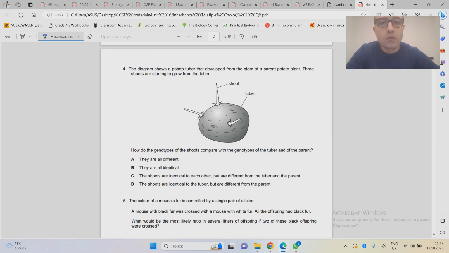The diagram shows a potato tuber that developed from a stem of a parent potato plant. 3 shoots started to grow from the tuber. How do the genotypes of the shoots compare with the genotypes of the tuber and of the parent? First of all, guys, you must know that this tuber and these shoots are all developing by mitosis. And mitosis creates identical cells. So in this case, all of them are identical.